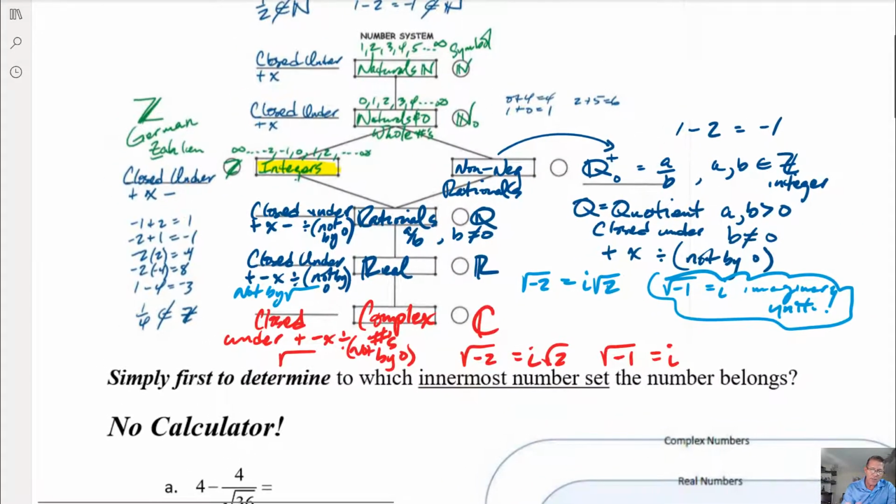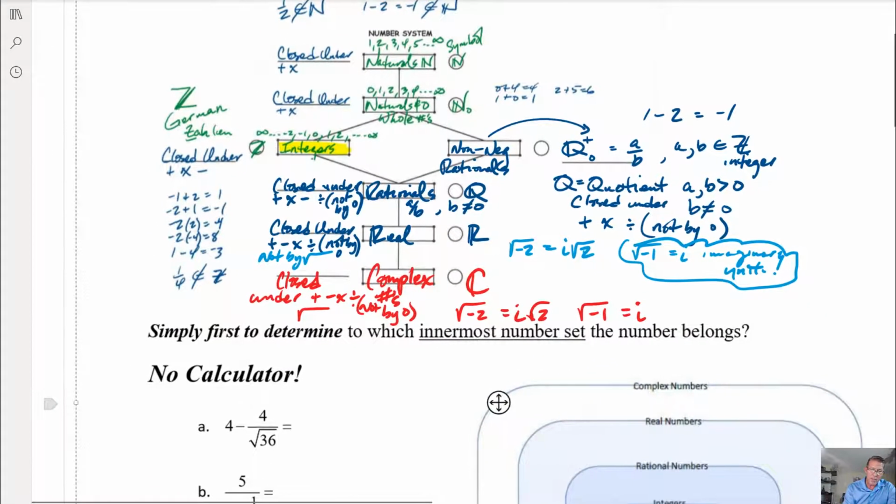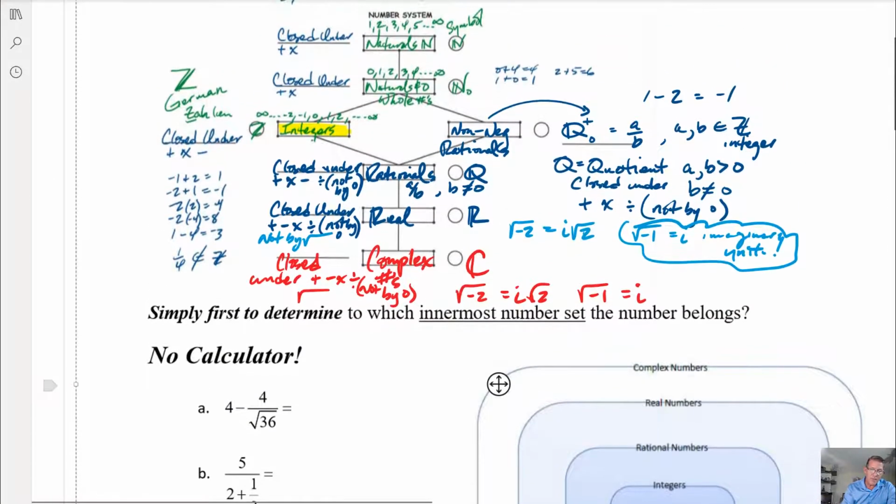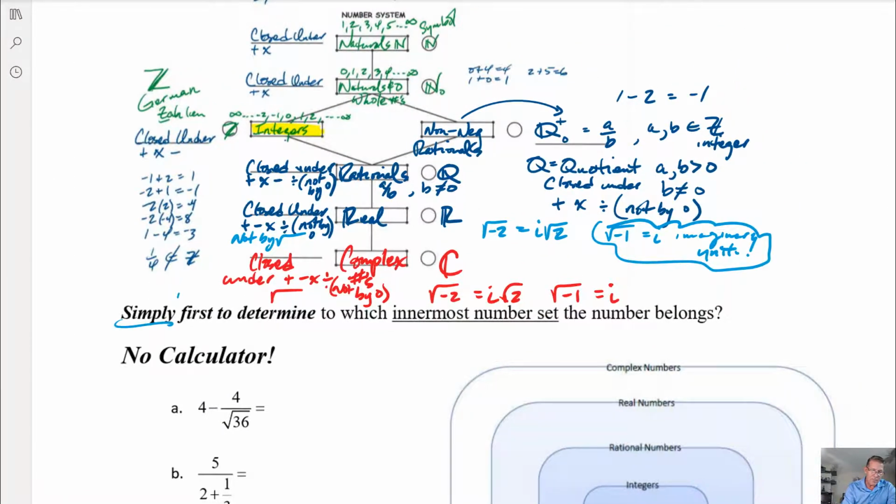Now we want to get into classifying the numbers. So what we're going to do is take a look at some examples here, and we've got a lot, as you can see. We're going to simplify them first, to determine which innermost set the number belongs to. We've got to simplify first and then categorize it. Is it a natural? Is it an integer? Is it a rational? Is it irrational? Is it real? Is it complex? So let's get with it.